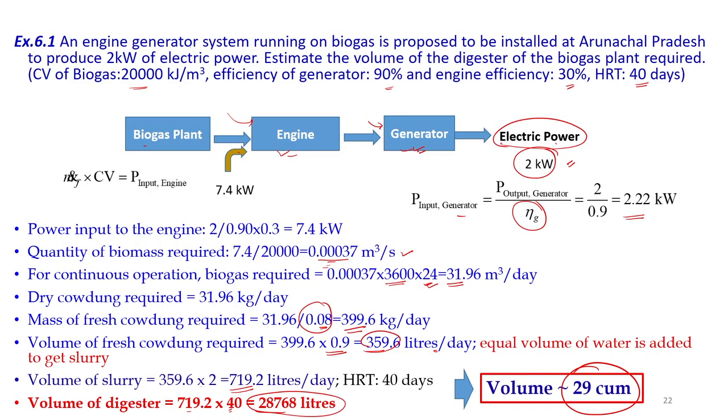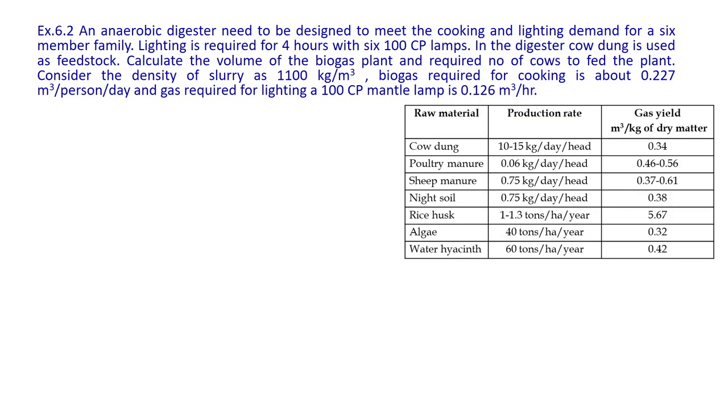Okay. So, that way we can design, once you know our requirement, then we can think of the size of volume required. Again, we can take an example. An anaerobic digester need to be designed to meet the cooking and lighting demand for a 6-member family. Lighting is required for 4 hours with 600 CP, this is candle power lamps. In the digester, cow dung is used as feedstock. We need to calculate the volume of the biogas plant and required number of cows to feed the plant.